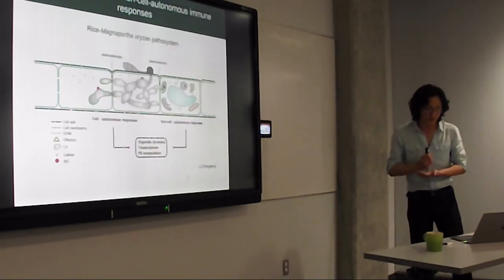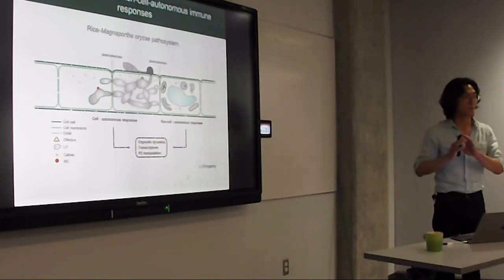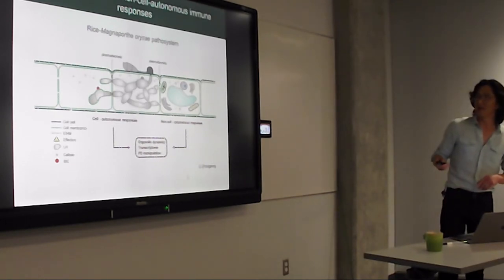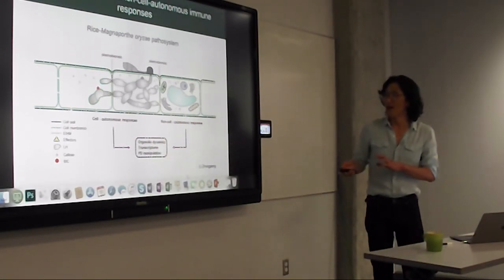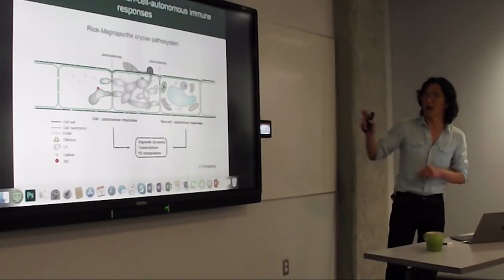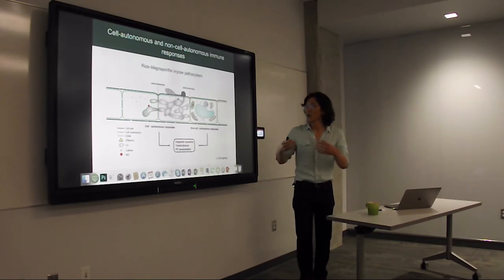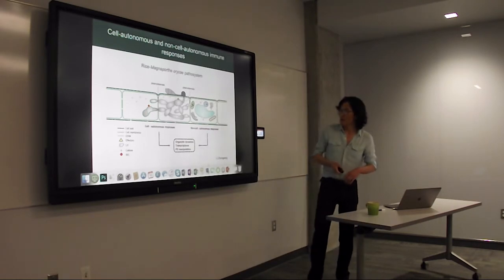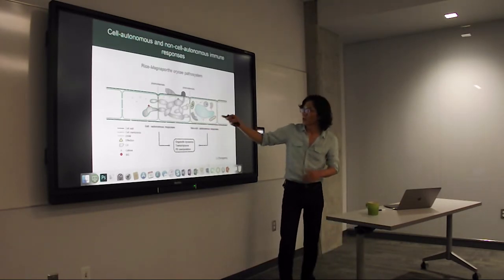Another line of research we're developing is to study cell-autonomous and non-cell-autonomous immune responses using a new pathosystem that I've never worked with before. For this, we're using the rice blast fungal pathosystem. There are a few reasons I'm really excited about using this pathosystem. Unlike bacteria, we can use signaling reporters, like a calcium sensor or different hormone sensors, so that we could simultaneously look at the cellular responses for three different marker proteins or three different cellular dynamics in the infected cell and also the surrounding cells.